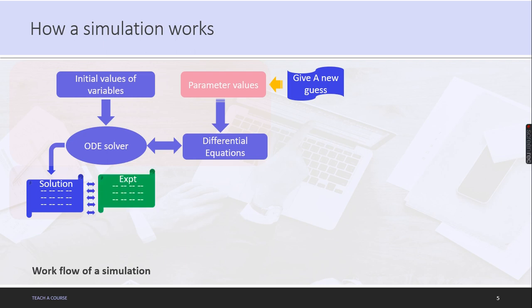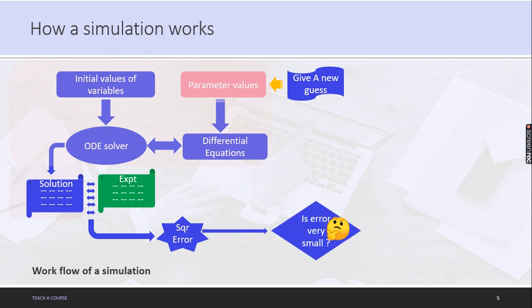Once it approaches the solution, we will compare with the experimental data, because for parameter estimation we need real experimental data. Then, once we have the solution and the experimental data, the algorithm will compare them. How large is the difference between experimental and model values? We'll find the square error for each of the state variables, experimental versus model. The difference will be squared and summed up. That is the sum of square error for each of the state variables, and we will see whether the error is very small or still large.